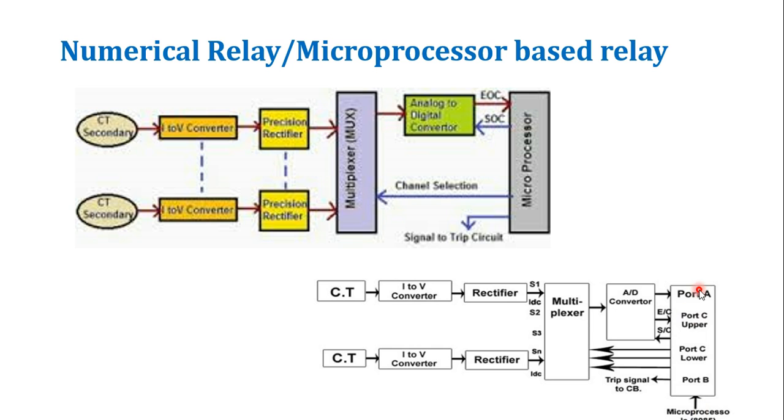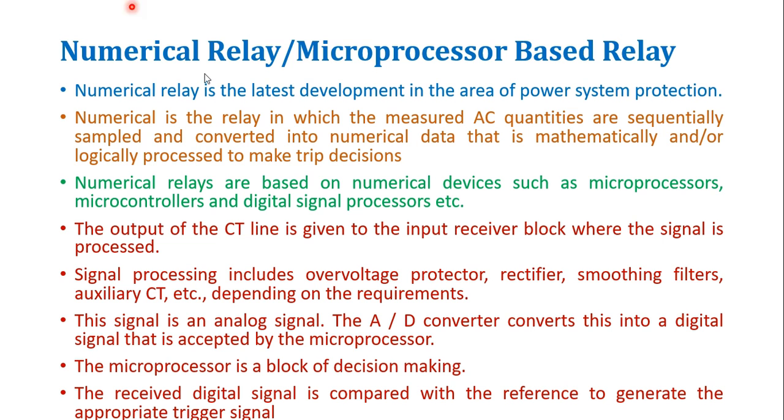Then there will be pre-programmed functions in the microprocessor depending on the application. According to those programs, the microprocessor will work, and there will be a set value of current or voltage. At that value, the microprocessor will send a trip signal to the circuit breaker. So the numerical relay is the latest development in the area of power system protection.